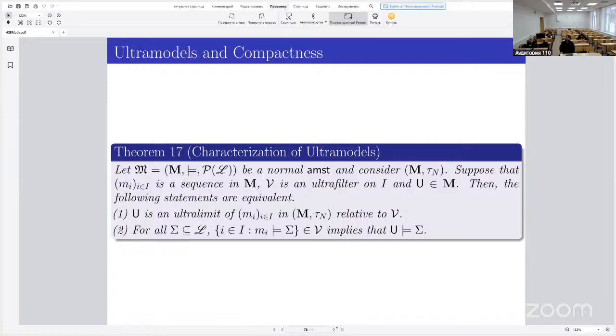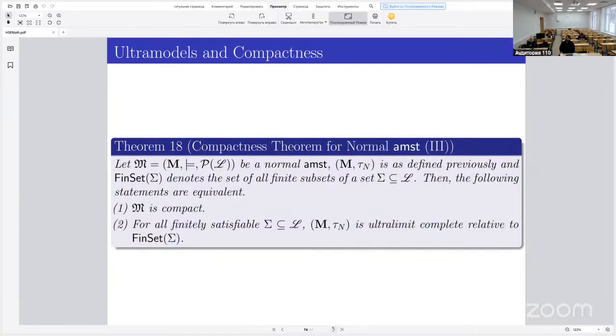So what about the other direction? It is interesting that even in Łoś's theorem you have both directions, but this one direction is enough to give you the compactness theorem for normal limits. So this is our third criterion of the compactness theorem. So here you have a normal MST and the topological space is defined as previously. The only new notation is Fin(Σ), which denotes the set of all finite subsets of sigma. Then M is compact if and only if for every finitely satisfiable sigma, M tau n is ultra limit complete with respect to Fin(Σ).